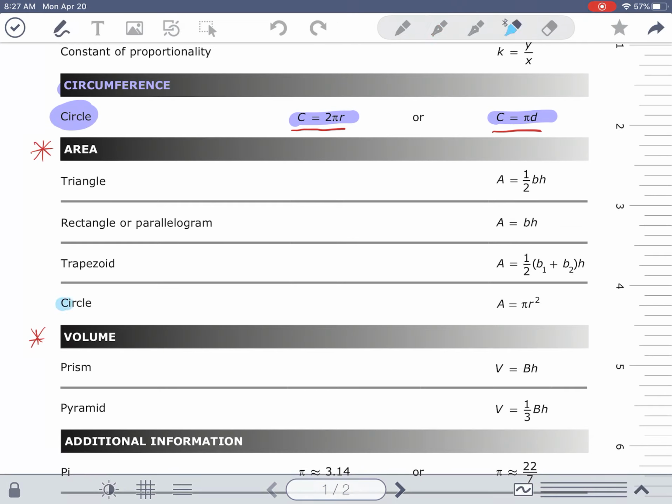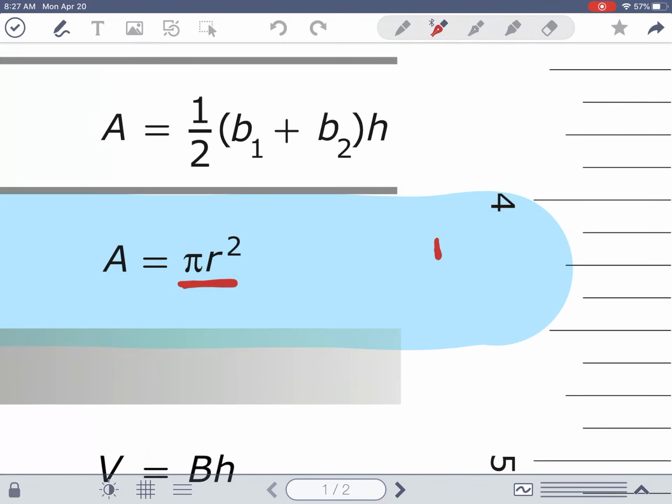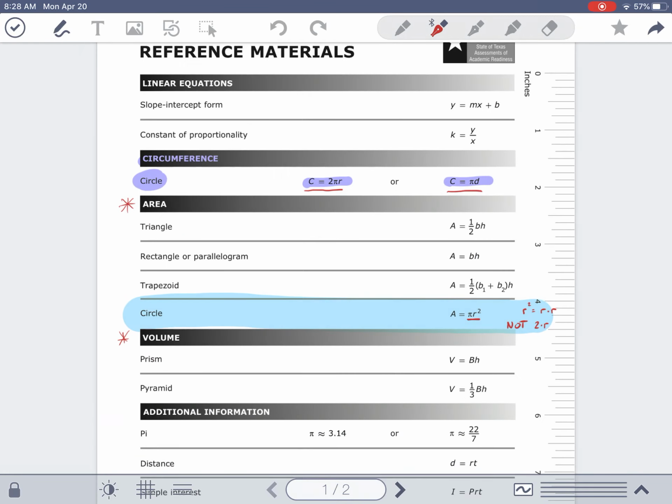The equation for area of a circle is pi r squared. Remember that r squared is equal to r times r, not 2 times r. That is not the same thing. Okay, r squared is not 2 times r. Okay, all right, let's go.